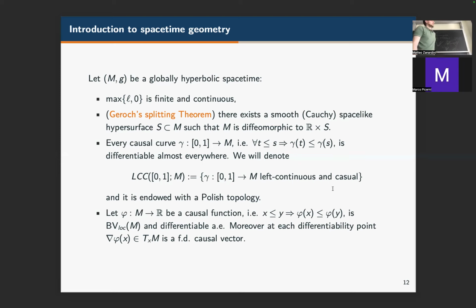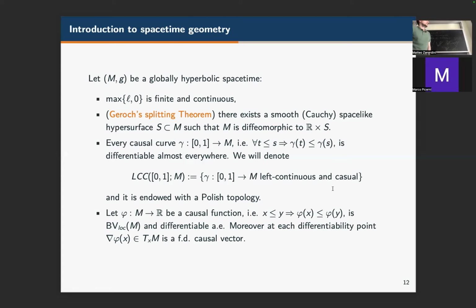So you consider also this space, the space LCC of left continuous causal curves, and this can be endowed with a Polish topology. So you have a good space of curves in which you can do calculus of variations and so on. Okay.